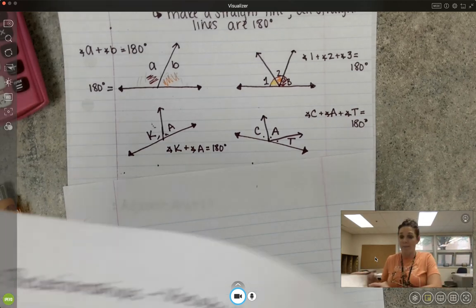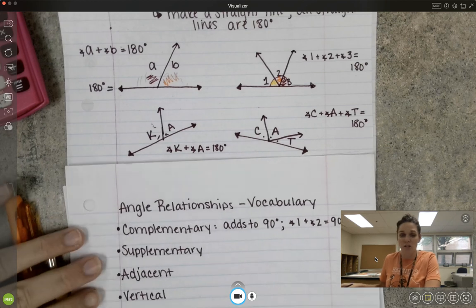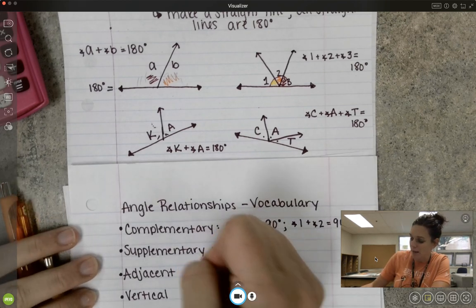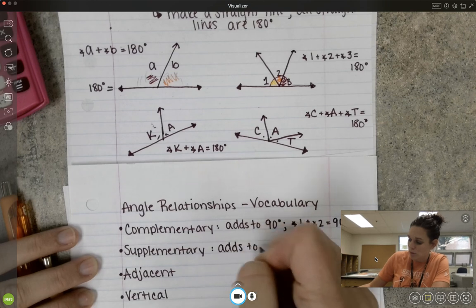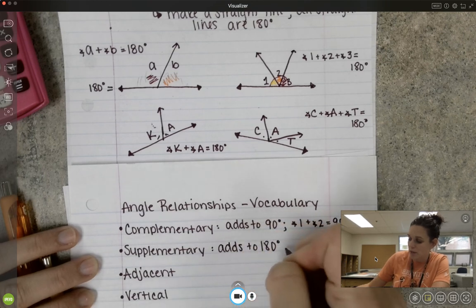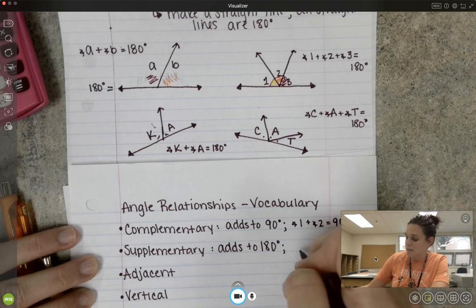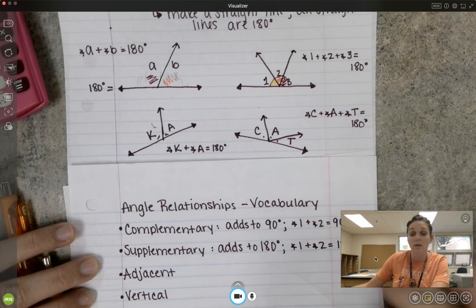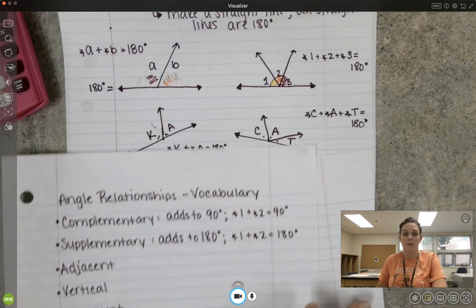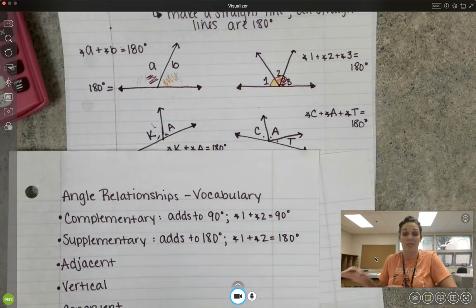So let's go ahead back to our first page, and we're now going to add this to it. Supplementary. It adds to 180 degrees. So in this case, angle 1 plus angle 2 equals 180 degrees. So let's go ahead and add that component in there.